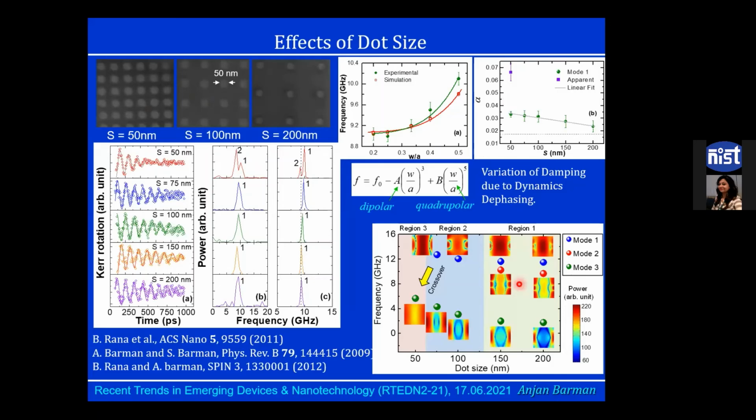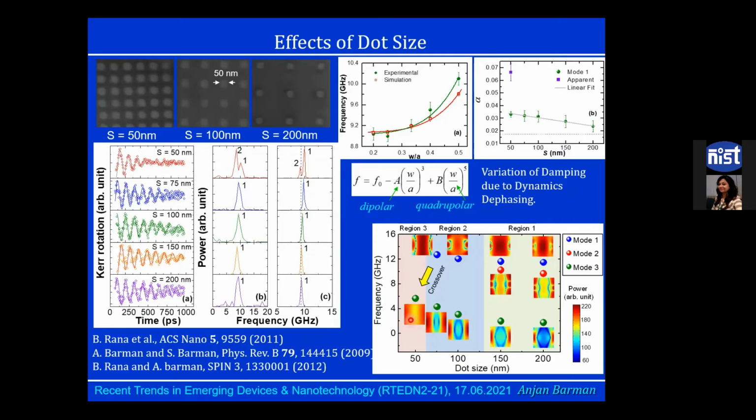Here we show the variation in the size. You can see at dot size 200 nanometer, you have 3 different modes. As we go to region 2, about 100 nanometer, it goes to 2 modes. And when you go to the 50 nanometer regime, you have a single mode. So 3 modes to 2 modes to a single mode.